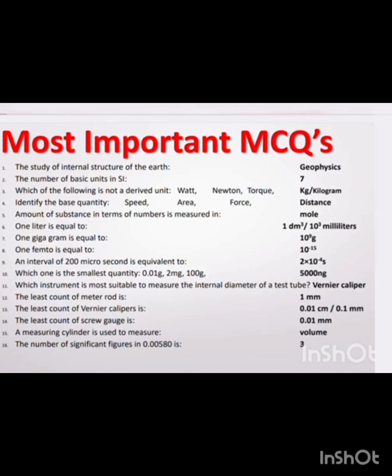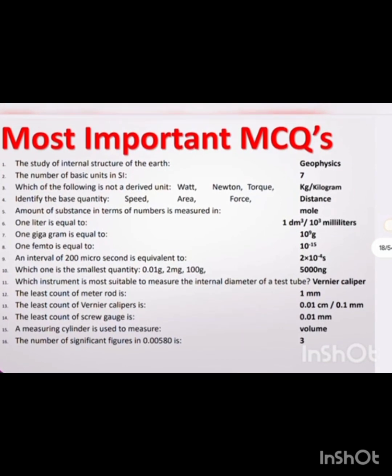1 liter is equal to 1 cubic decimeter or 10 raised to the power 3 milliliters. 1 gigagram is equal to 10 raised to the power 9 gram. 1 femto is equal to 10 raised to the power minus 15. An interval of 200 microsecond is equivalent to 2 multiplied by 10 raised to the power minus 4 second.